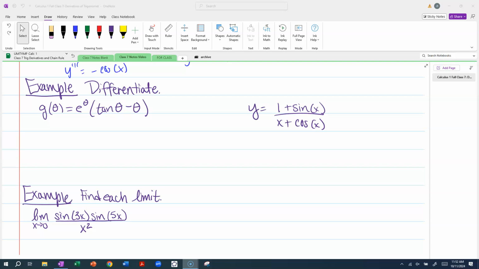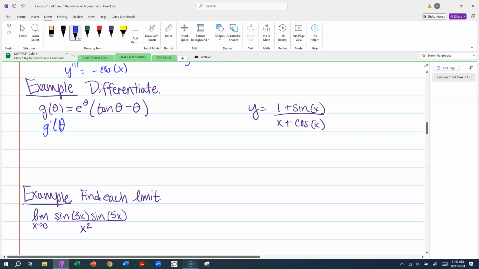Now knowing the derivatives of trigonometric functions, let's do some examples. Okay, so the first example is just differentiating some normal-ish functions. And so if we differentiate this, we want to find g prime with respect to theta.